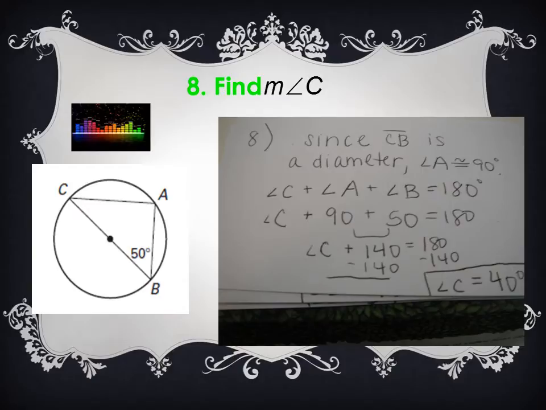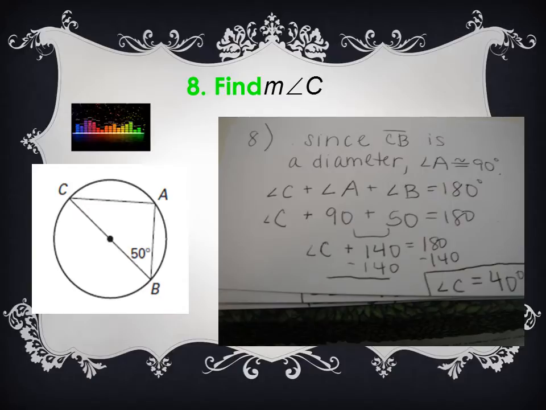Since arc CB is 180 degrees, that means that angle A is 90 degrees, because it is an inscribed angle that creates the other semicircle of this circle. If we look at this picture, we have a right triangle whose hypotenuse is the diameter, because angle A is 90 degrees. We know two angles in this triangle, therefore we can find the third using the triangle sum theorem.